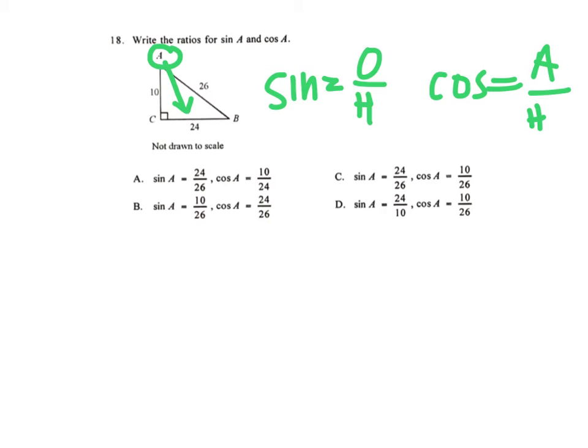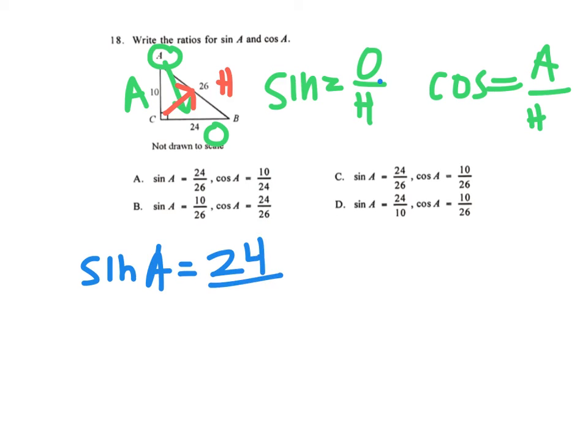Across from A, we have O, which is 24. We have our adjacent, which is going to be 10. And then remember, the one across from your right angle is your hypotenuse. If we start off with sine of A, we're going to do opposite, which is 24, over the hypotenuse, which is 26. So 24 over 26 for sine of A.